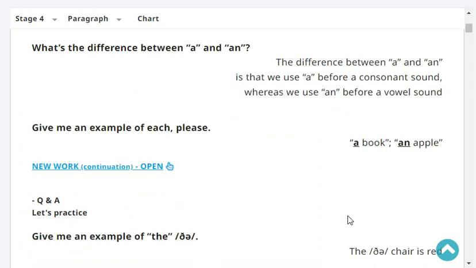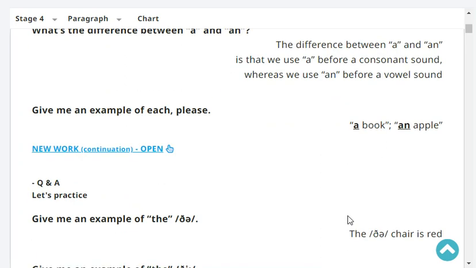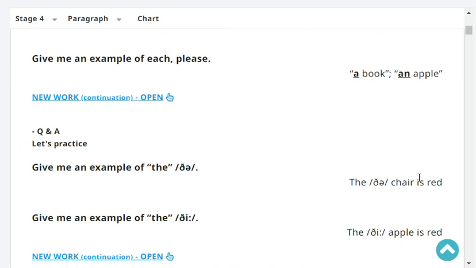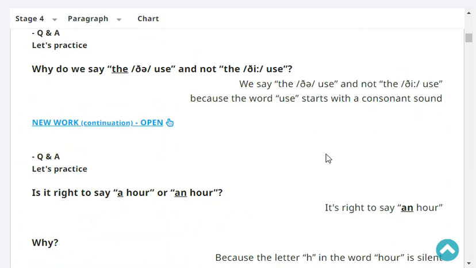Give me an example of each, please. A book, an apple. Give me an example of the, please. The chair is red. Give me an example of the. The apple is red. Very good.